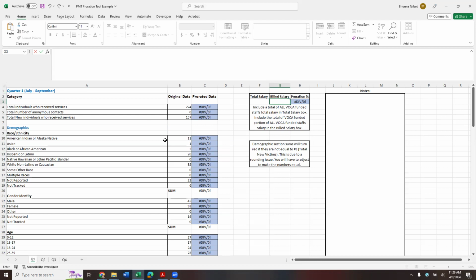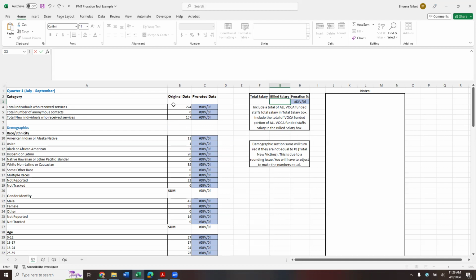This is going to look very similar to your PMT report and how you put in the information. All of the questions are the same. All of the information that you put in will be very similar. There is just one or two little sections in here that are a little bit different.